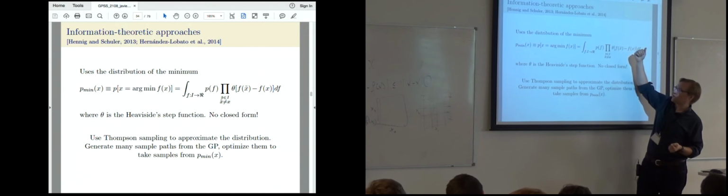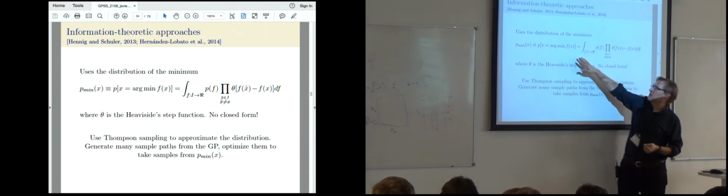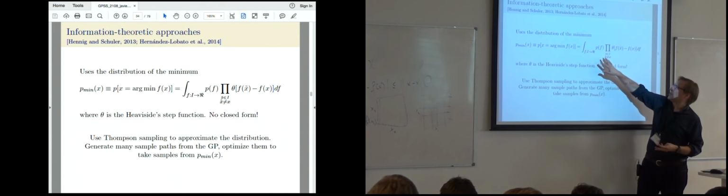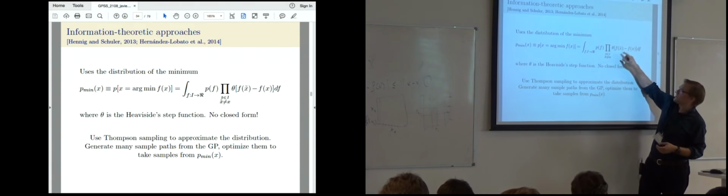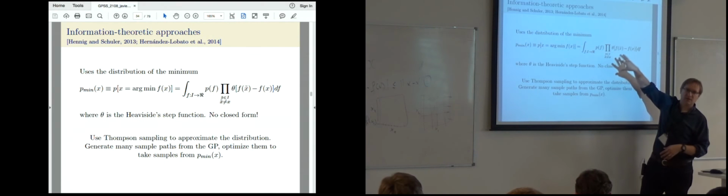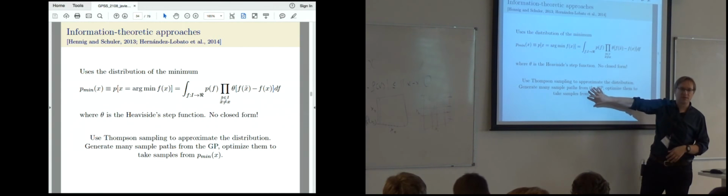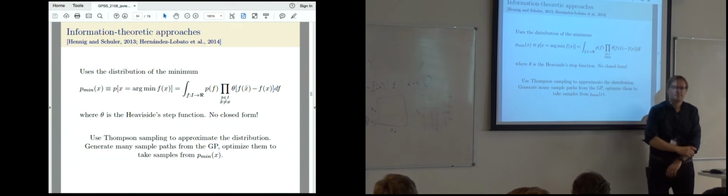So basically what you are doing is you want to compute the point that with certain probability is going to be the minimum, and what you do, you can write this in terms of a Heaviside function, but that doesn't have closed form given the GP that you have. So you need to approximate this because you cannot handle it directly, and you can do it through sampling from the GP.